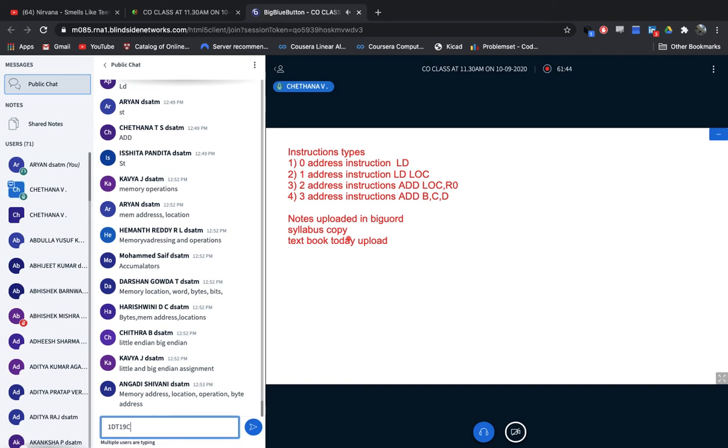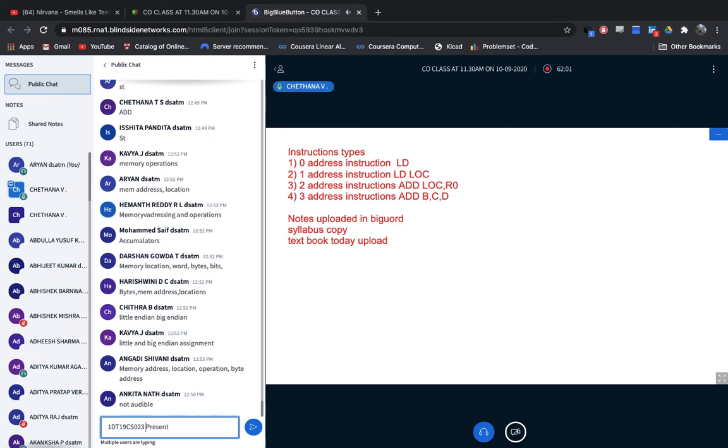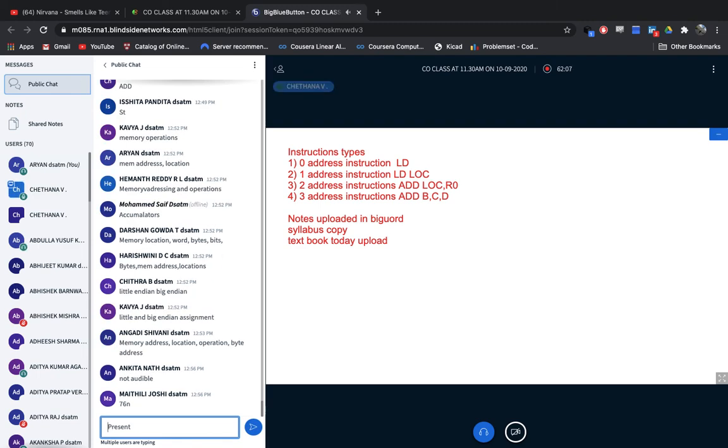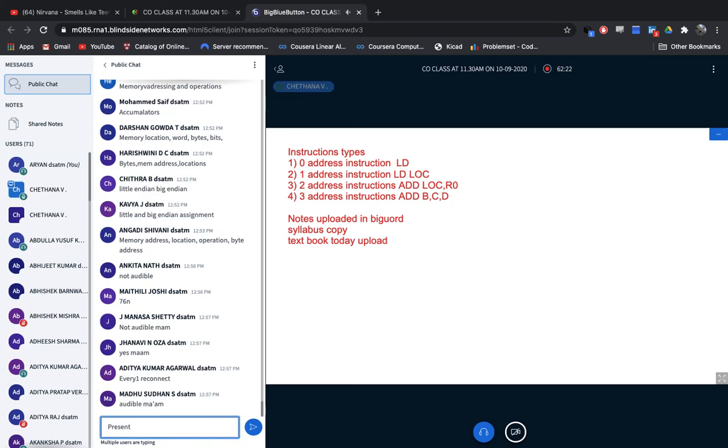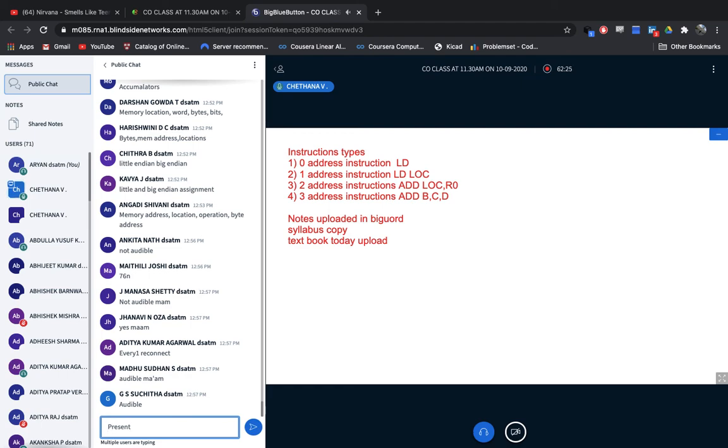Okay, I'll call the names. Asta was present. Asta was absent. Abdullah? Not audible. Not audible? I think I'm audible. Are you able to hear, am I audible or not? Audible, right? I'm audible. Audible, ma'am. Yeah, I'm audible.